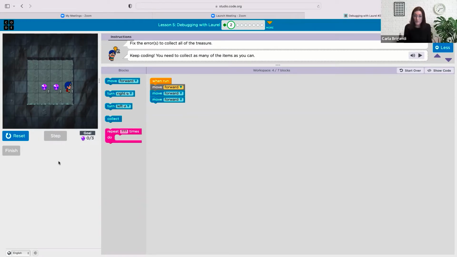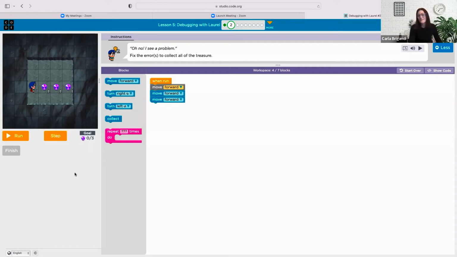What was supposed to happen? Laurel was supposed to stop and collect the jewels. So now, what do I need to do? What does this tell me? Because Laurel's not collecting the jewels, watching this tells me that Laurel needs to stop and collect the jewels.